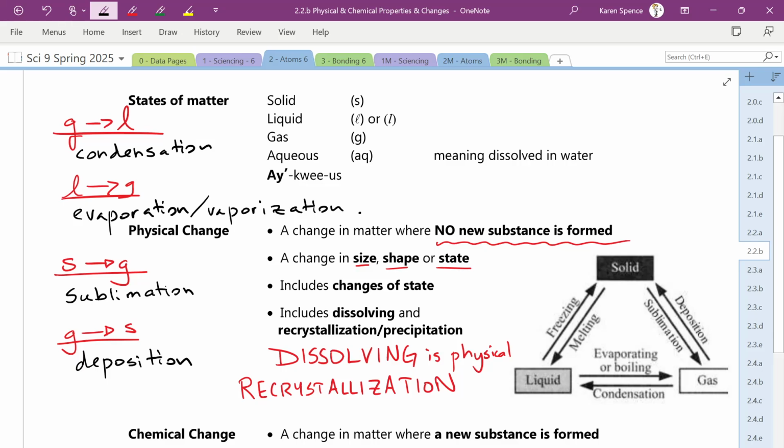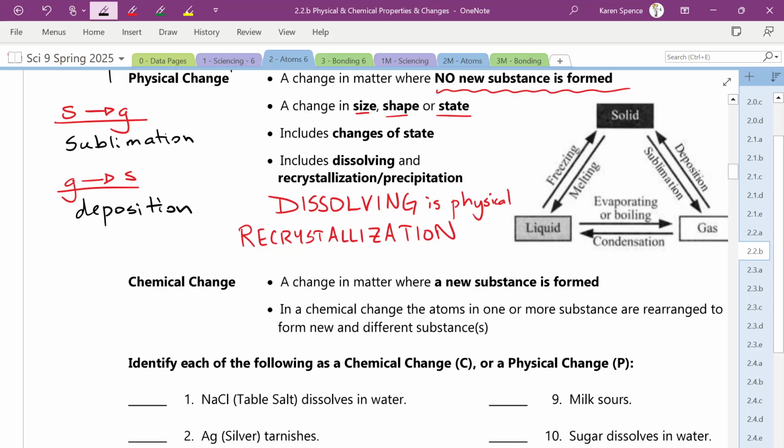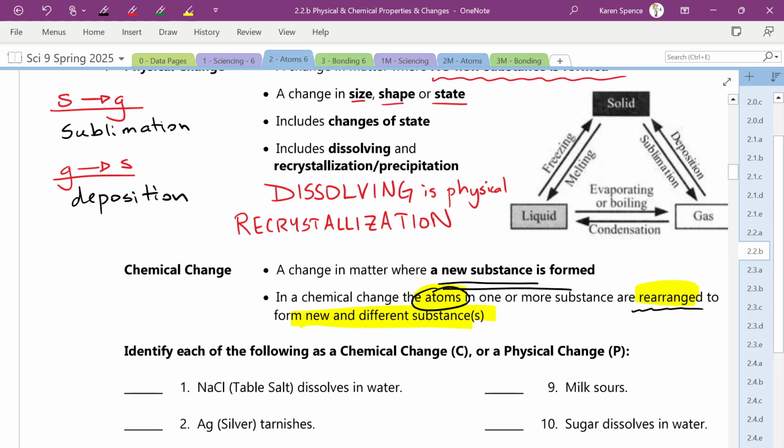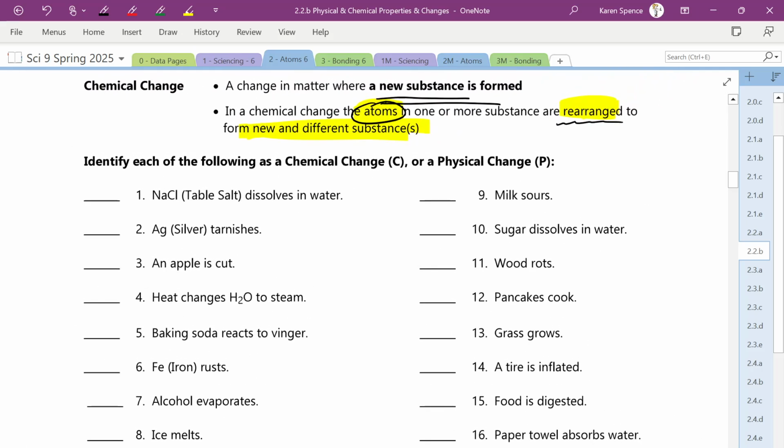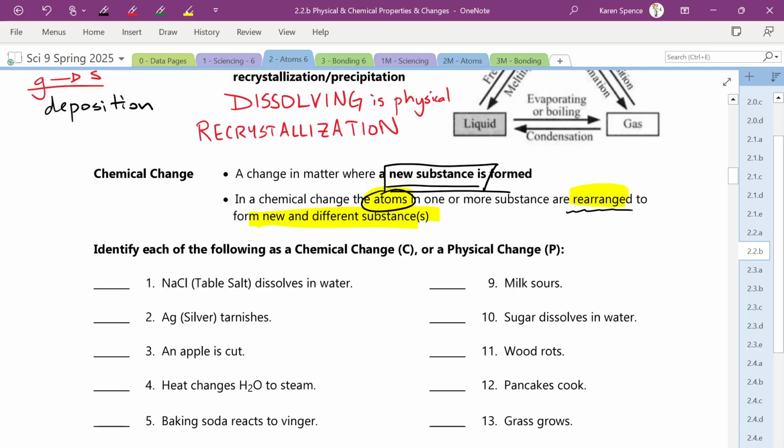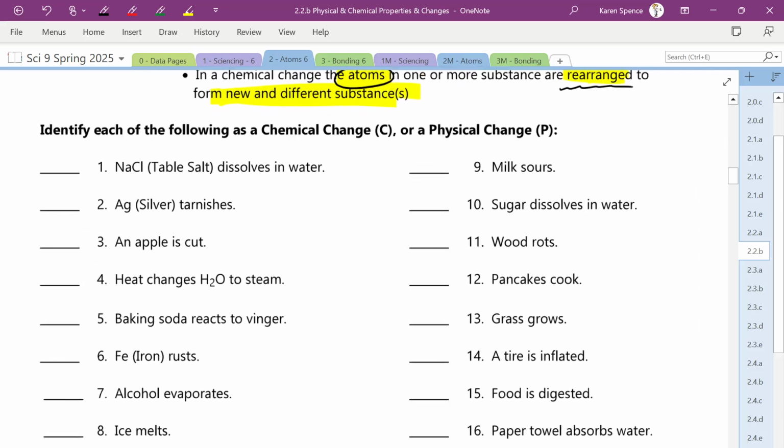So those are all physical changes. A chemical change is where a new substance is formed. In a chemical change, the atoms rearrange. That's the key thing, that the atoms rearrange into new and different substances. So what I want you to do now is think about each of these things and think to yourself, do we get a new substance? If we get a new substance, it is chemical. If there is no new substance, it is physical. Go ahead and try those.